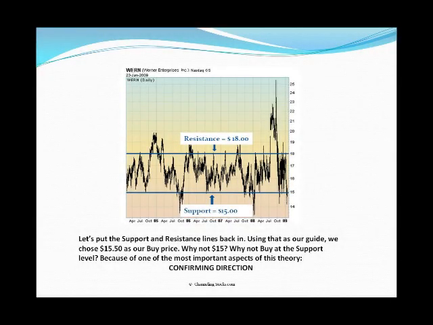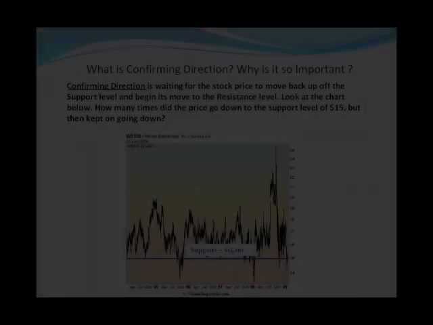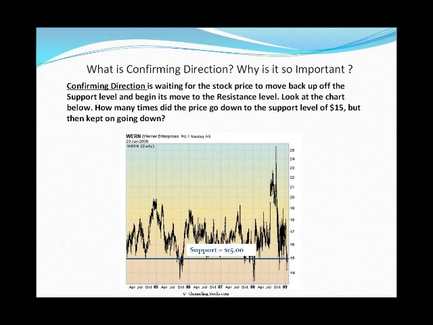Let's put the support and resistance lines back in. Using that as our guide, we chose $15.50 as our buy price. Why not $15? Why not buy at the support level? Because of one of the most important aspects of this theory, confirming direction. What is confirming direction? Why is it so important? Confirming direction is waiting for the stock price to move back up off the support level and begin its move to the resistance level. Look at the chart below.